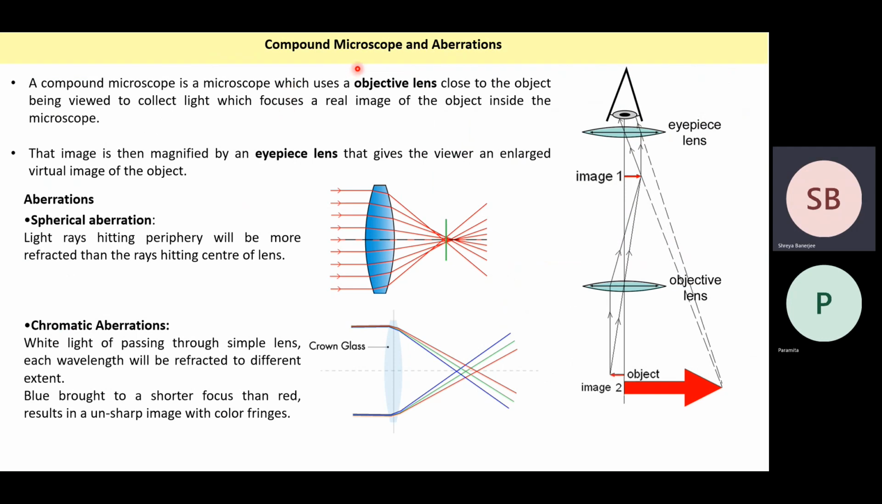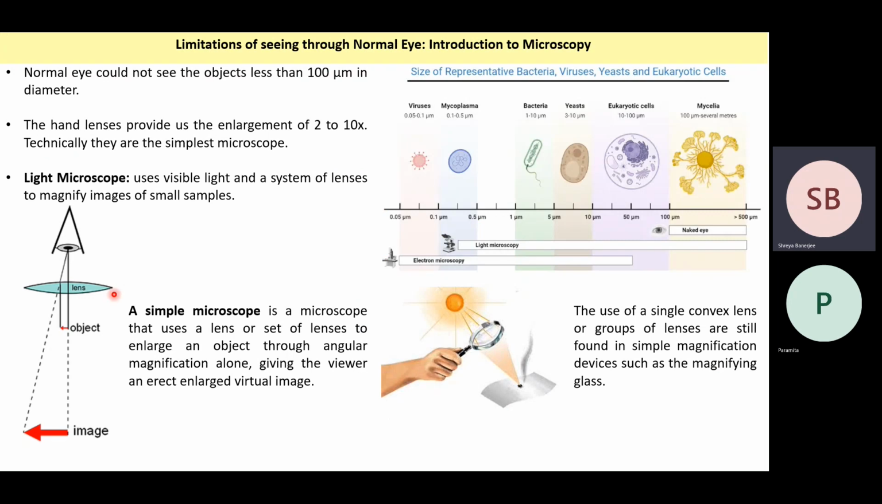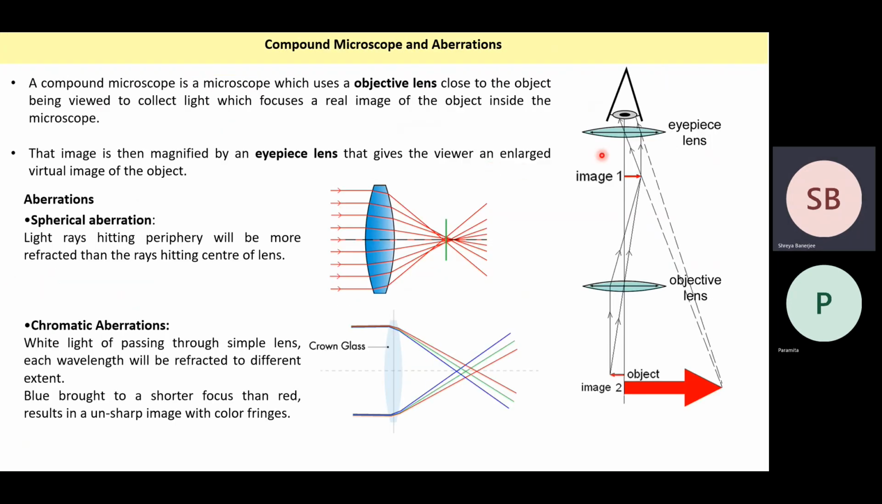So after the simple microscope, the compound microscope was invented. In the simple microscope, you had seen that there was one single lens. In the compound microscope, there are two lenses. One is the objective lens, which is close to the object being viewed. What the objective lens does is that it collects light and focuses a real image of the object inside the microscope. So this is the object.